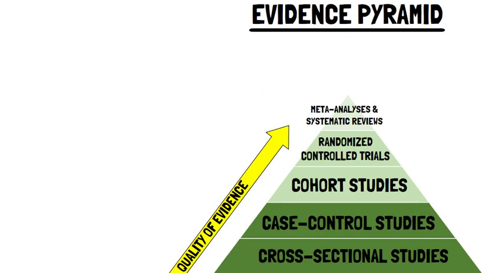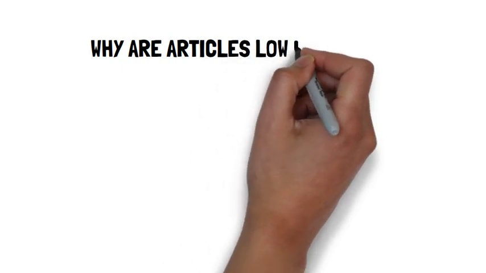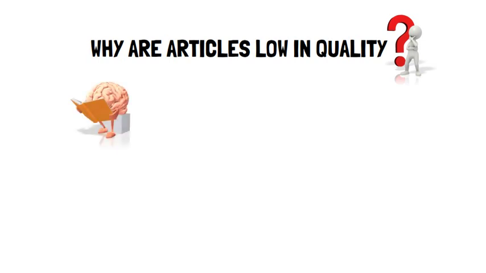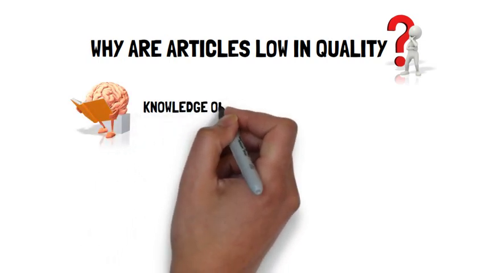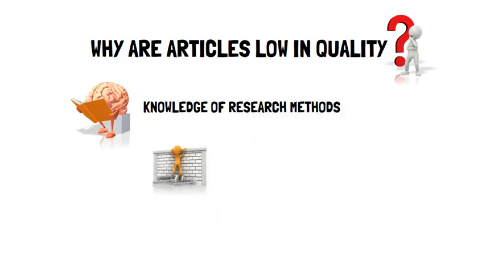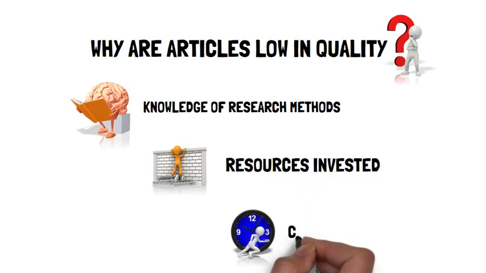However, S&C research is plagued by poor quality evidence that often informs training. Some of the reasons why articles are low in quality include the authors lack the necessary knowledge of research methods, the resources invested in the research are limited, or for whatever reason, the research was carried out in a hurry.